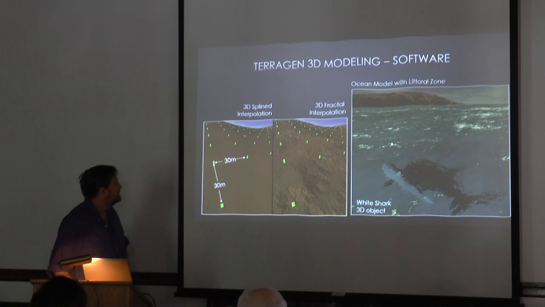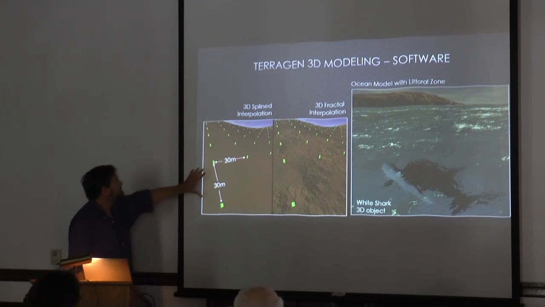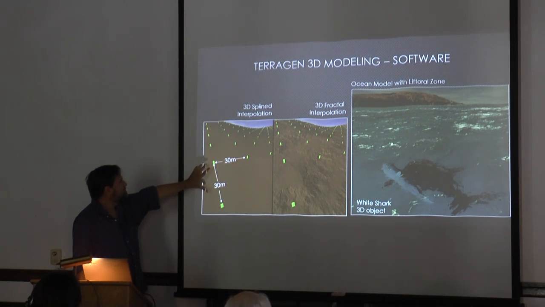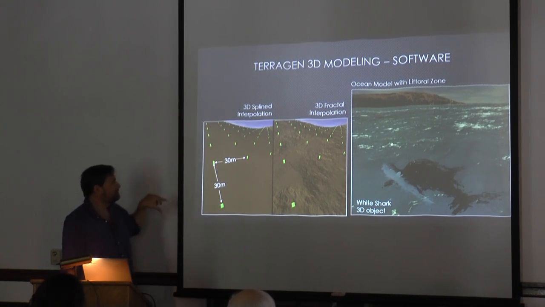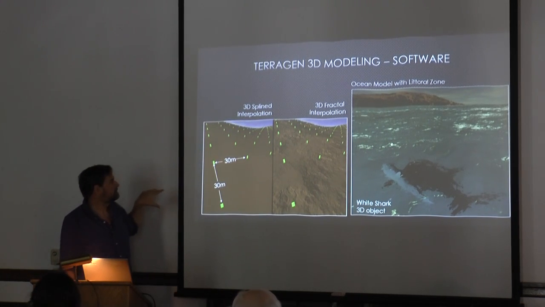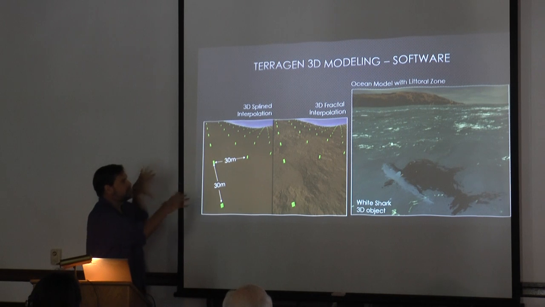So with TerraGen, one of the things you have to bear in mind is in ArcGIS or in any other form of GIS, when you're dealing with digital terrain, you're talking about the distances between data points. And in this case, we're dealing with 30-meter data points. So every point has an elevation value. And when you're interpolating that in three-dimensional modeling, it creates this smooth surface.